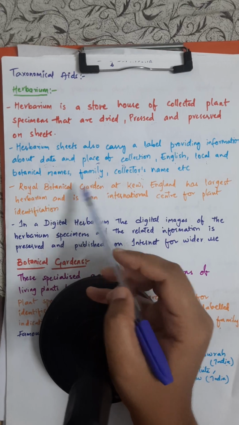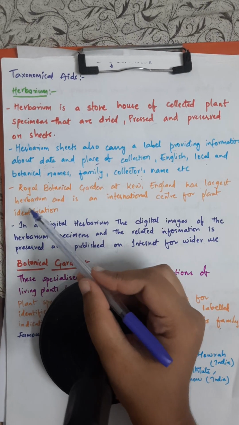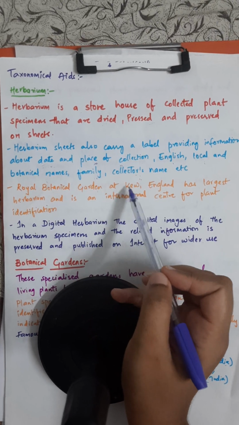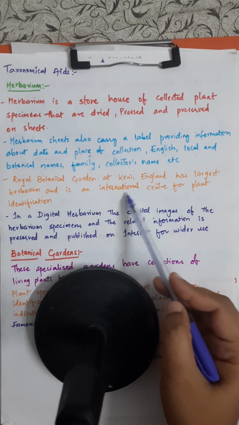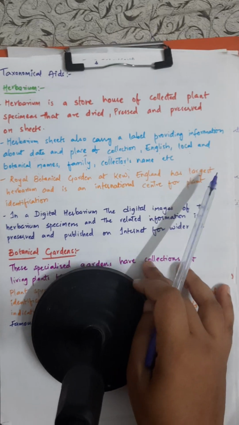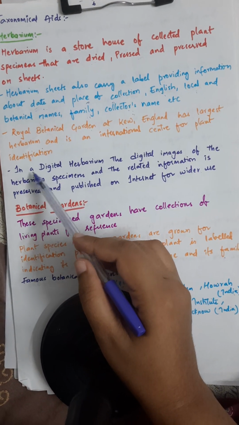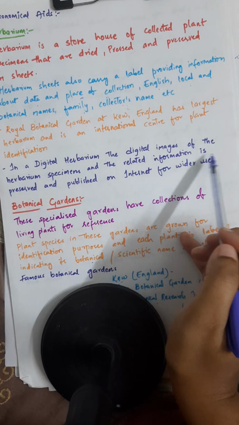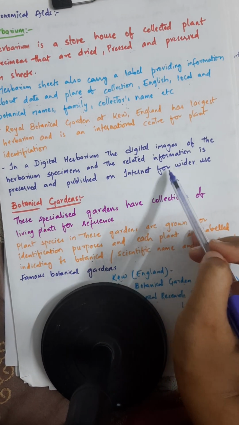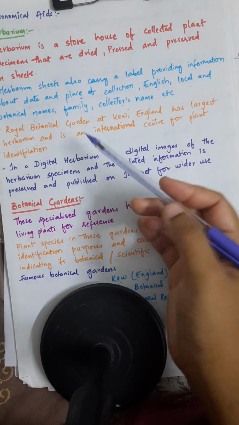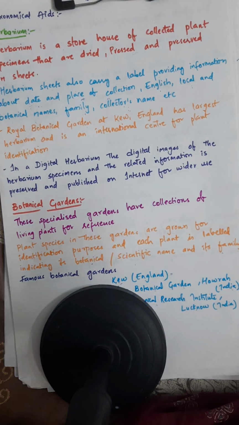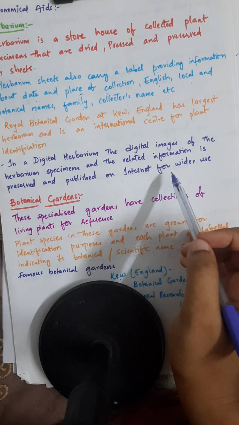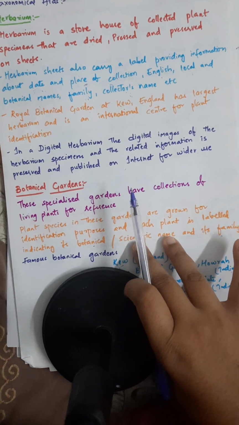Then Royal Botanical Garden at Kew, England has the largest herbarium. The largest herbarium is found in the Royal Botanical Garden at Kew in England, and it is the international center for plant identification. In a digital herbarium, the digital images of the herbarium specimens and the related information are preserved and published on the internet for wider use. Apart from the manual one, there is a digital herbarium also, so on the internet we can search and see the information.